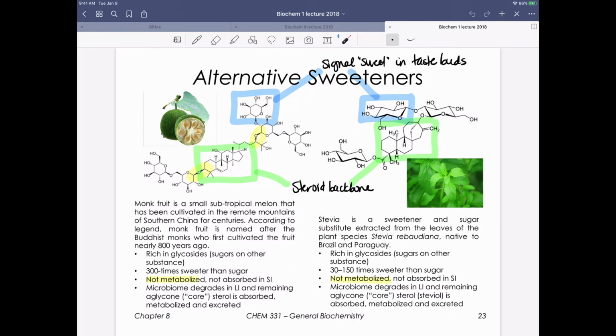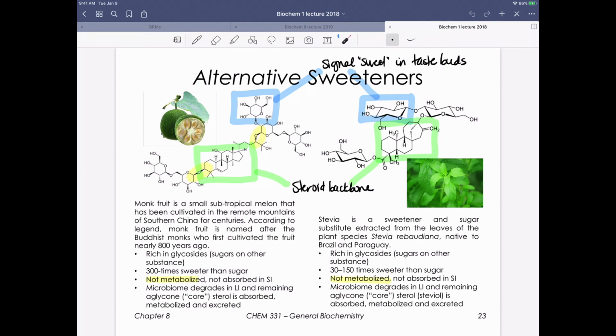Stevia is maybe something that you've heard about, maybe a little bit more than monk fruit, but a very similar type of situation here. We're going to have a steroid-like backbone, and we're going to decorate it with sugars on here. And again, these sugars that are hanging off here are what allow us to signal those sweet receptors in our mouth. So again, stevia is a sweetener and a sugar substitute that we extract from the leaves of the stevia plant, which is native to Brazil and Paraguay. So again, very rich in these glycosides, not as sweet as monk fruit, but 30 to 150 times sweeter than sugar. But again, similar biochemistry, not metabolized, so it's not absorbed in the small intestine.